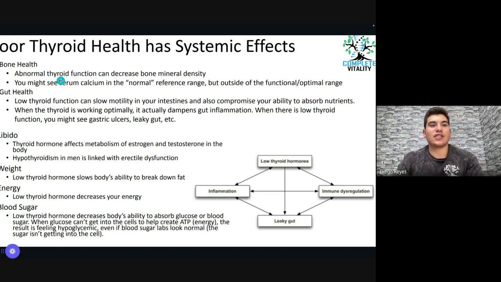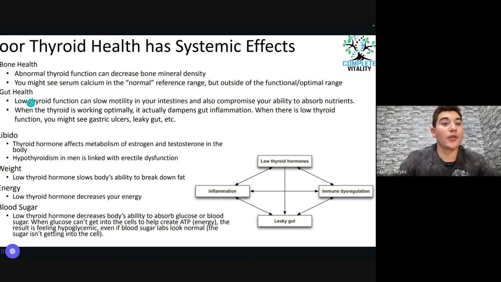Okay, so obviously, abnormal thyroid function can decrease bone mineral density. So meaning you don't have enough calcium in your bones. Obviously, that creates the stage for osteoporosis and all of those other bone conditions, whatever you want to call those. Top of my head, I don't.